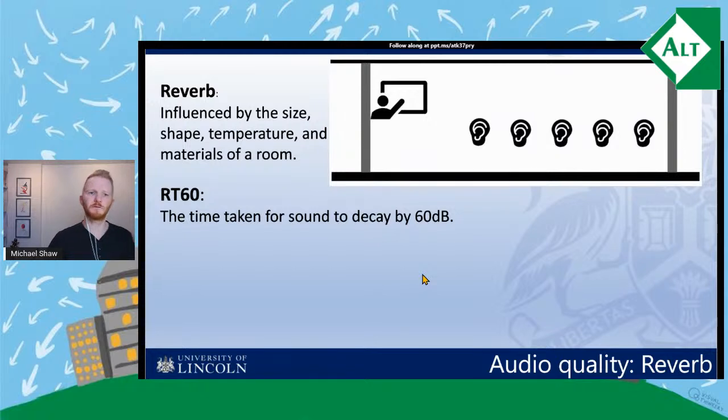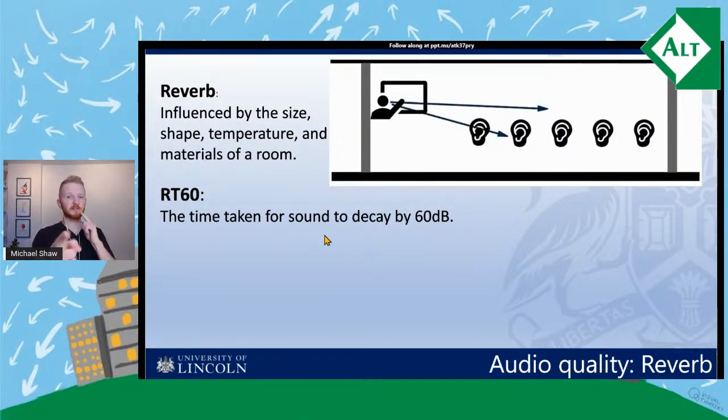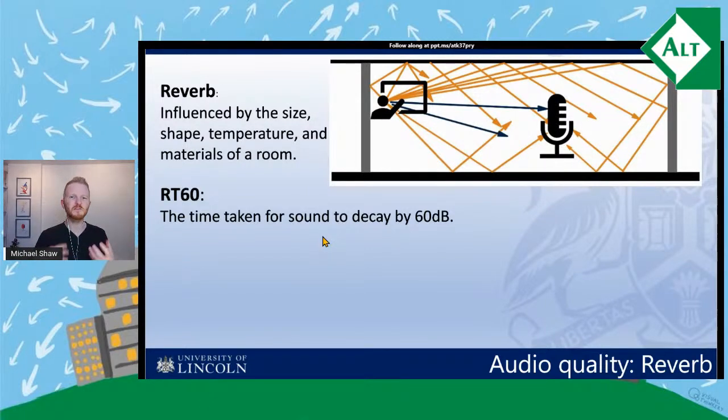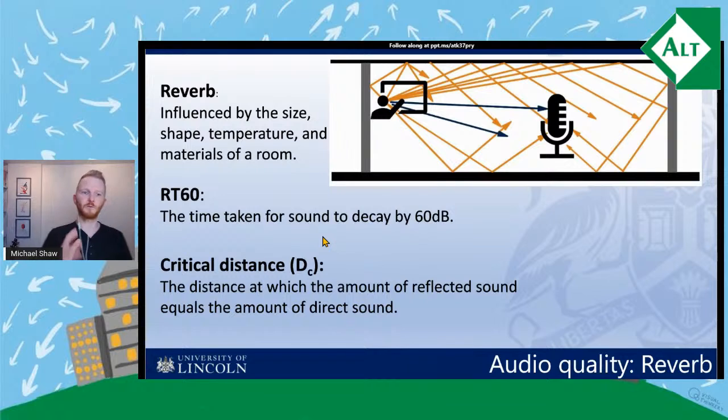And when we speak to an audience, they hear the direct sound of our voice, but they also hear the reflected sound of the room, which can accumulate. And the more reflected sound, the higher the reverb, the higher the RT60. Now, if we replace our audience here with a microphone, we can start to see how reverb might be introducing problems. Microphones have a critical distance, which is the distance at which the amount of reflected sound equals the amount of direct sound.